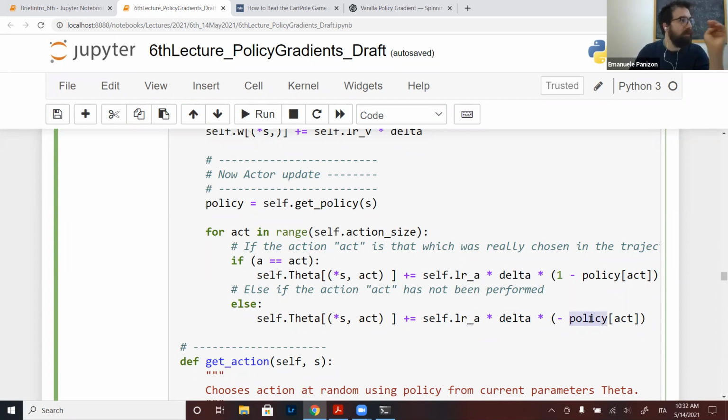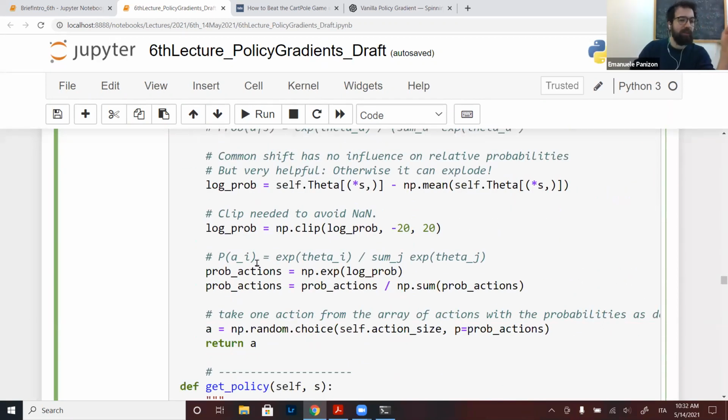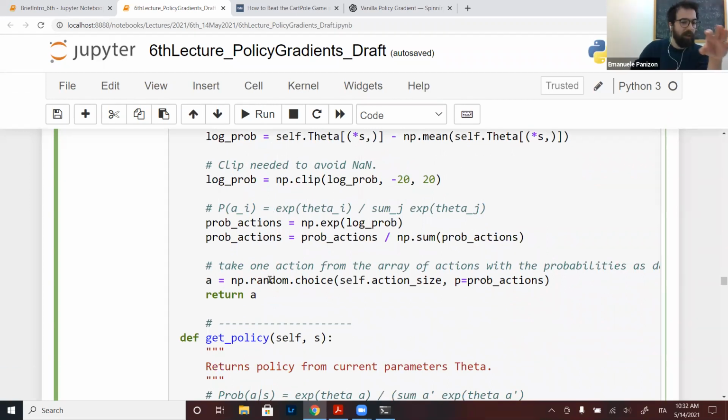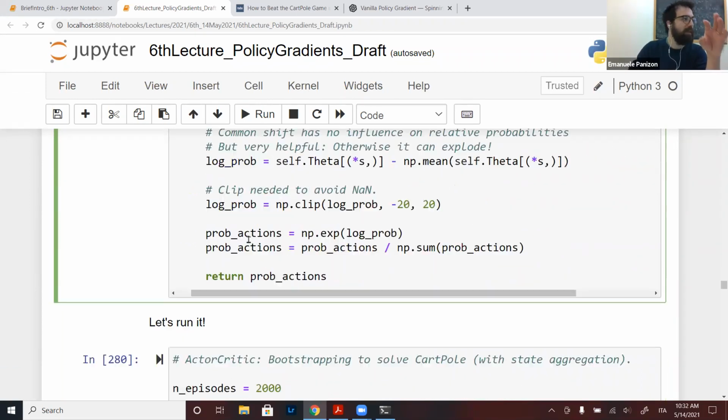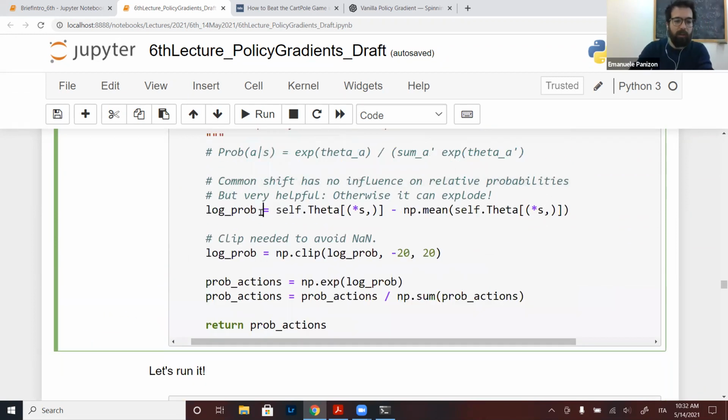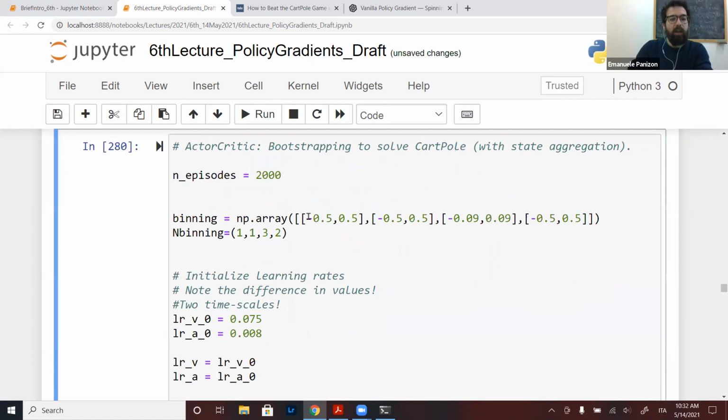This is the normal softmax term. As always, this is nabla theta log pi. This is that term there. This is my delta, which corresponds to the quality factor, and this is just my learning rate. Actions are created as a softmax, so this is literally copy-pasted from above. The policy is literally copy-pasted from above. And then I'm going to do actor critic.